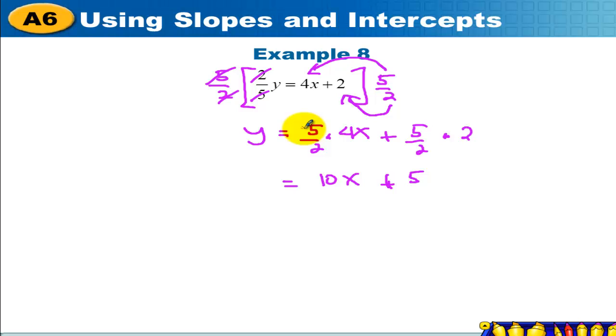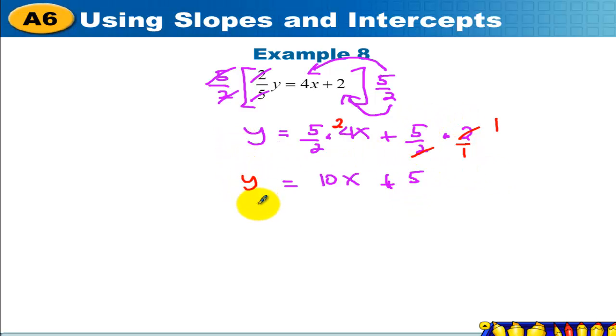Another method is, instead of multiplying first, we can divide 4 by 2. So 4 divided by 2 is just 2. 2 times 5 is 10. Same thing here. Instead of multiplying first, we can divide 2 by 2. Remember, this is 2 over 1. So we can just divide 2 by 2. It's equal to 1. So 1 over 1 is just 1 times 5 equal to 5.